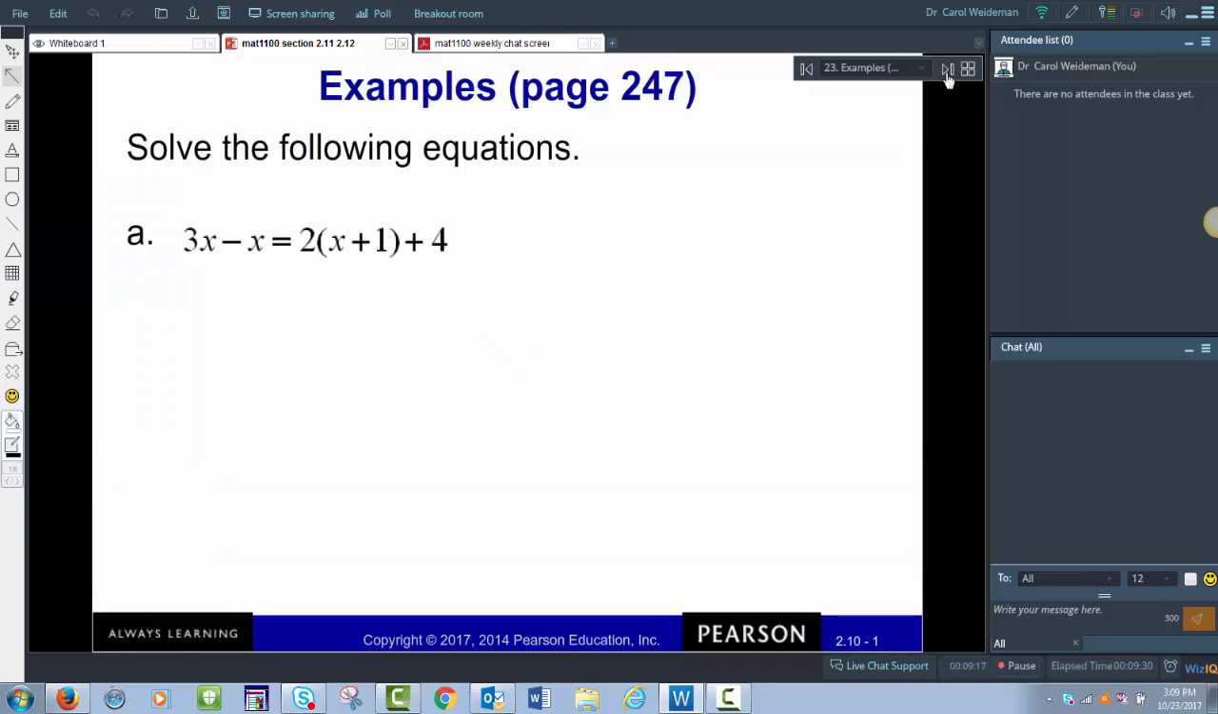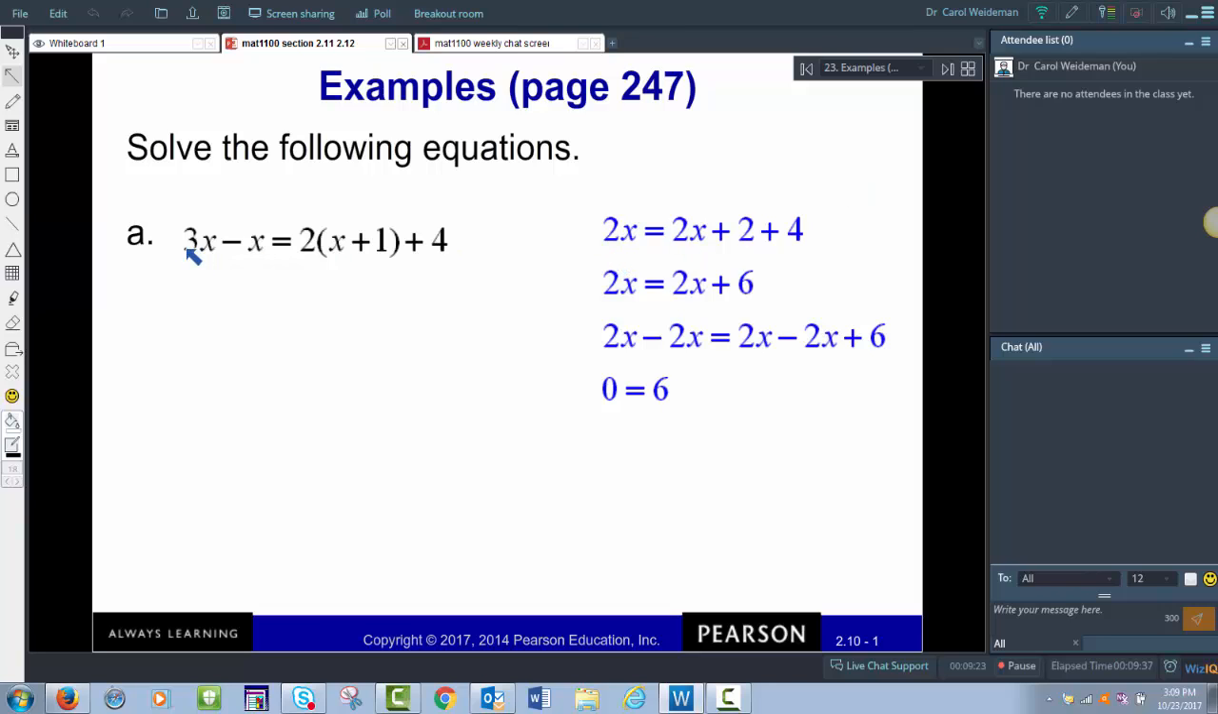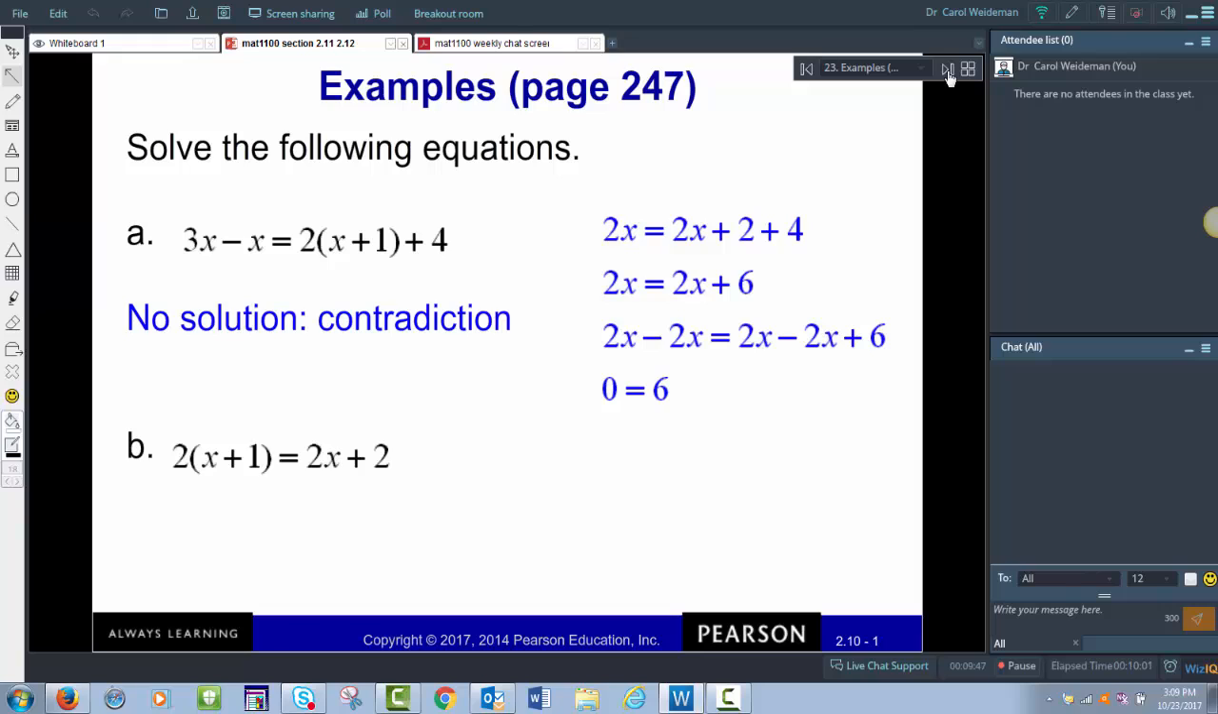So let's try an example. Solve this equation. Okay, the first thing I need to do on the left side is distribute. I'm going to combine terms on the left side, so 3x minus 1x gives me 2x. Distribute 2x plus 2. So then I have 2x equals 2x plus 6. Subtract 2x from both sides, I get 0 equals 6. A contradiction. That means there's no value of x that I can put into the original equation as a solution. No solution.